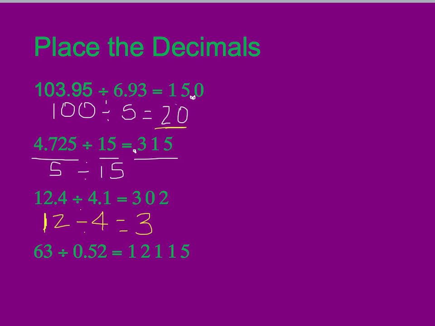Based on that estimate, I can go up to these digits up here, the 302, and I can figure out that I need to put my decimal point right after the 3 because that's going to be the number that's closest to my estimate. All right, we're almost done.